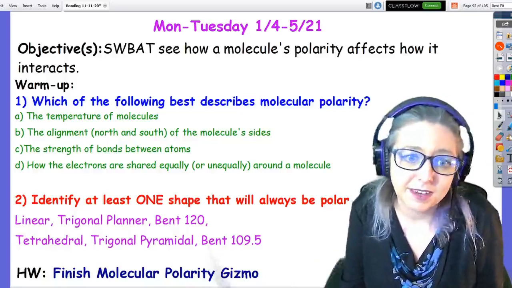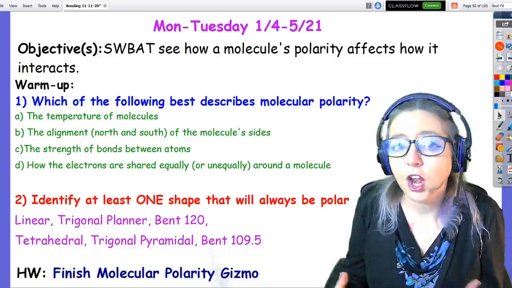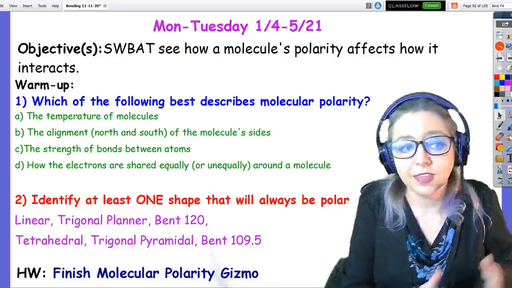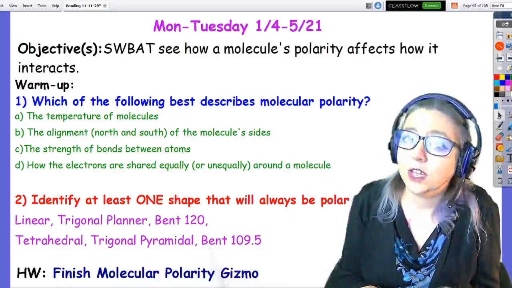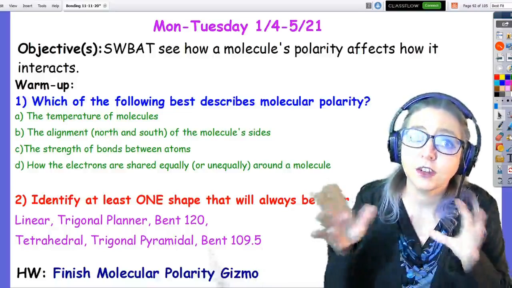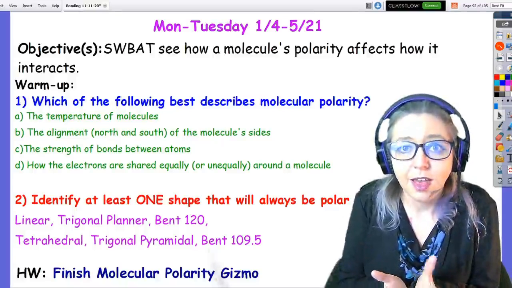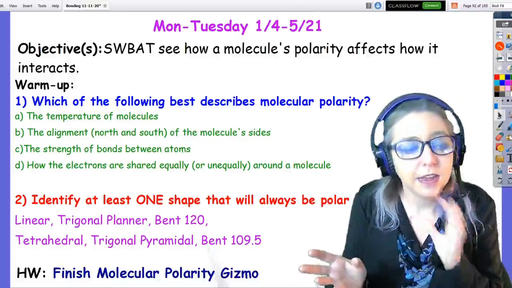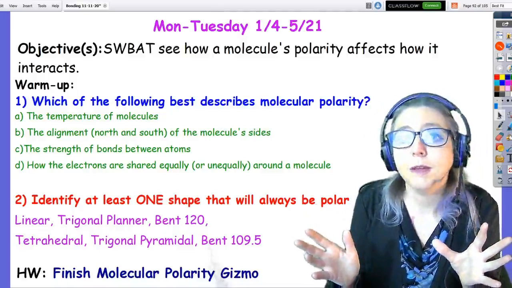D was the best answer. Molecular polarity looks at how electrons are being shared around the whole molecule. So are the electrons hanging out more on this side than that side, or are they being shared equally around the entire molecule? So molecular polarity is all about how my electrons are being shared. Because if they're not being shared equally around my molecule, then I've got two poles, a negative and a positive pole. Negative pole where all my electrons are hanging out, and a slightly positive pole where my electrons are not hanging out.